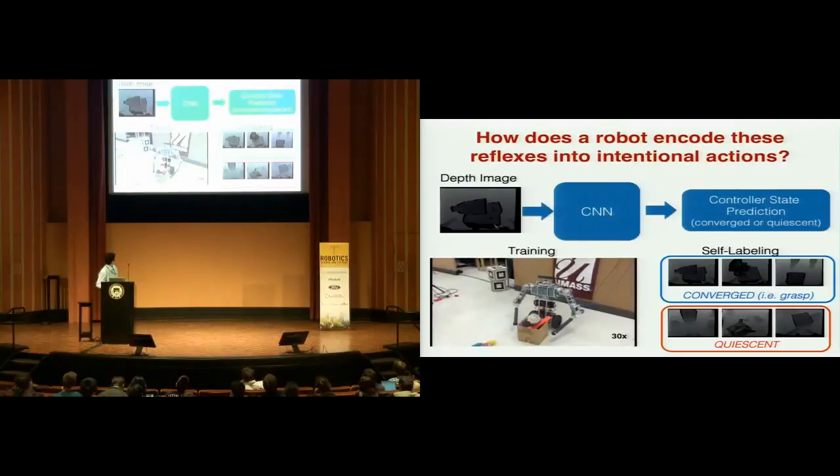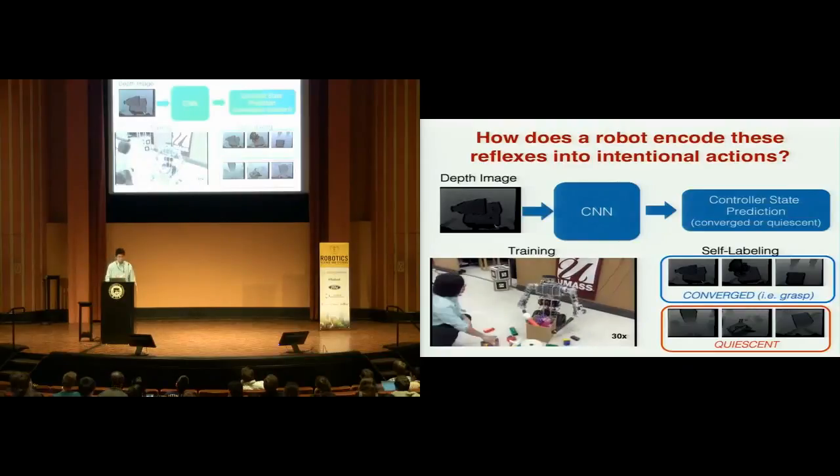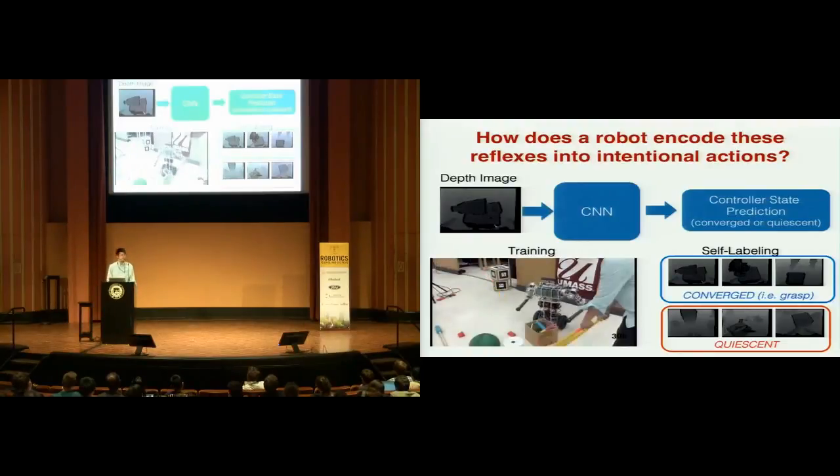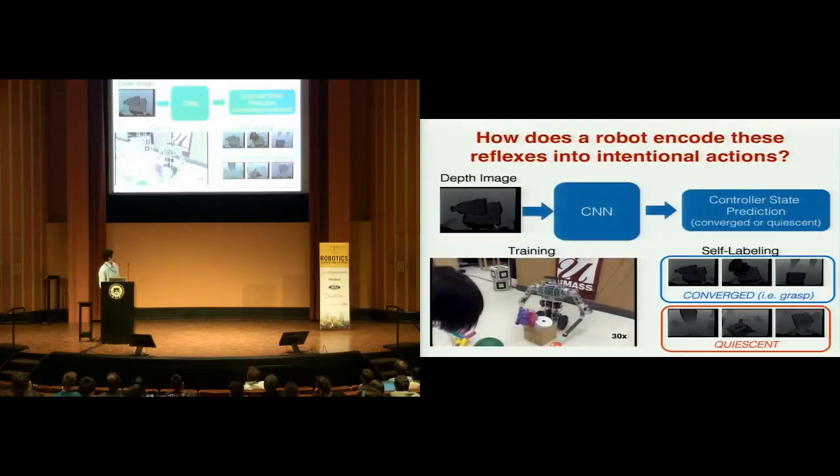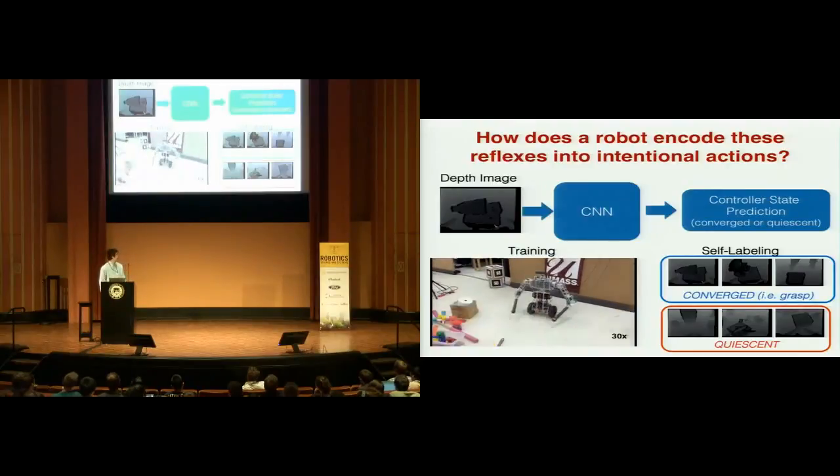The robot collects grasping experiences through grasp reflexes like this. And it uses two controller states, converged or quiescent, for self-labeling training examples. And we train the network in a supervised manner, so the robot learns when it can grasp an object in terms of location, size, shape, and maybe other factors.